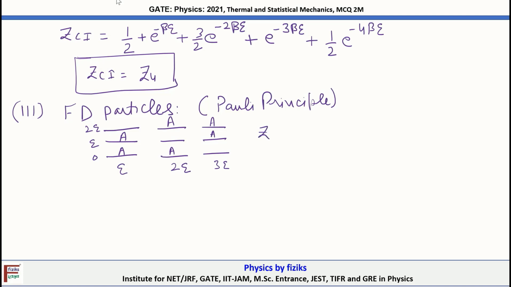So the partition function when we treat the particles as fermionic particles, ZFD, will be: the first term corresponds to this energy, exponential minus beta e, plus exponential minus 2 beta e, plus the third term because of this microstate, exponential minus 3 beta e. So that is the partition function when you treat the particles as fermions. Okay, so this matches with Z1. Okay. Now the fourth case.